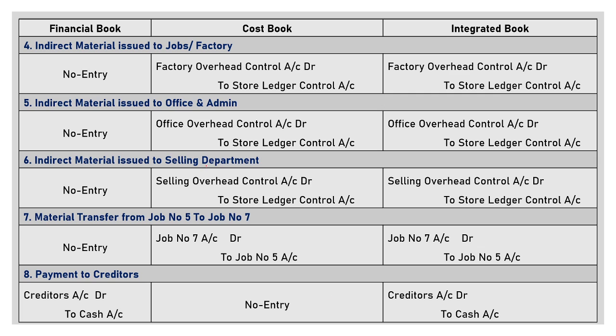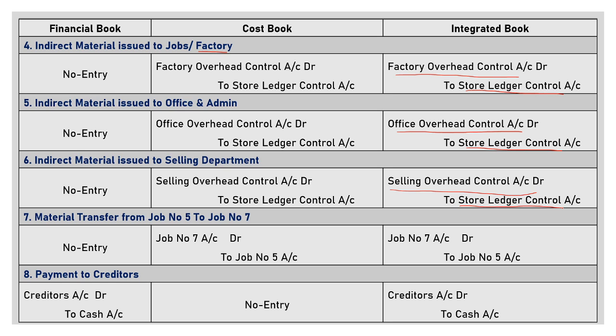In our next transaction, where the material is transferred to the factory, this is our indirect material. In that case we debit the factory overhead control account and credit stores ledger control account. In our next case, the indirect material is issued to the office and admin overhead department, then we debit office overhead control account and credit stores ledger control account, and when the indirect material is issued to the selling department, then our entry in the cost book and in the integrated book is selling overhead control account debit to stores ledger control account.